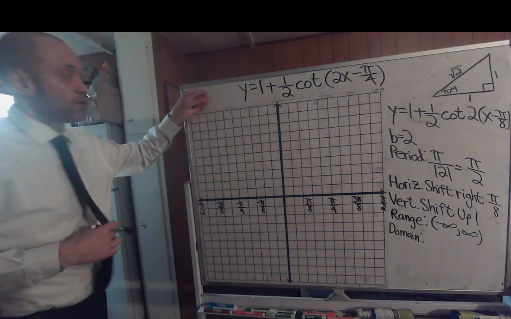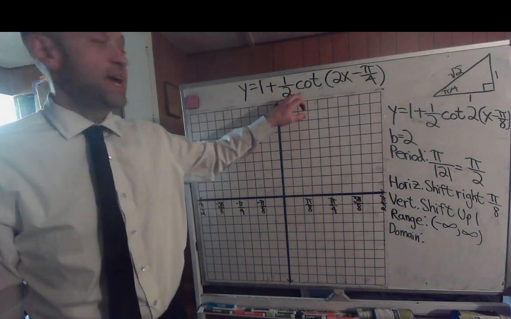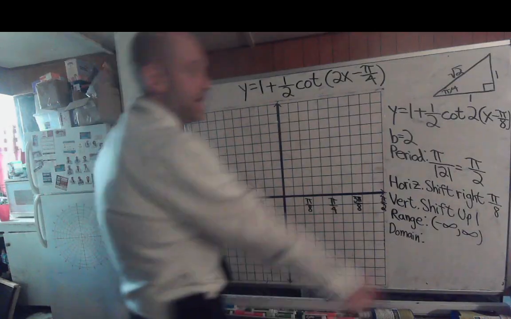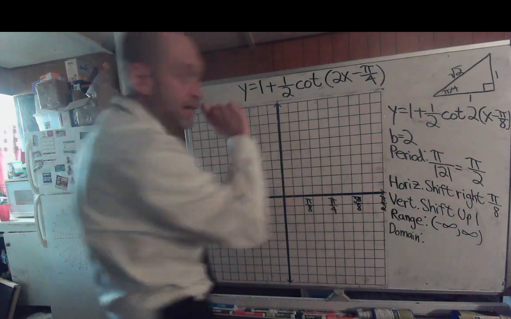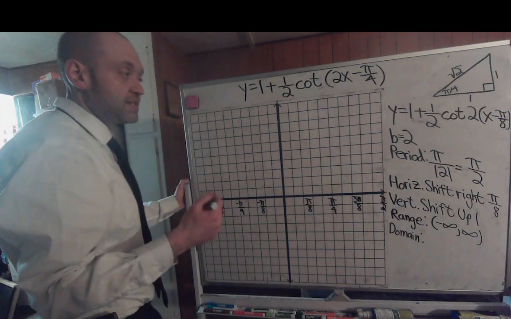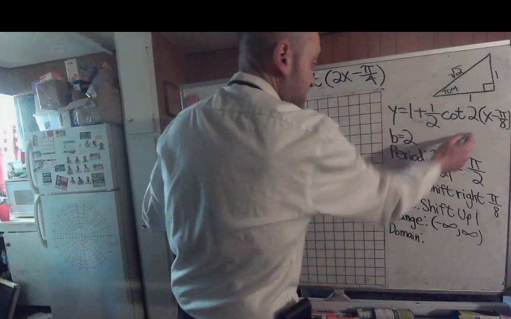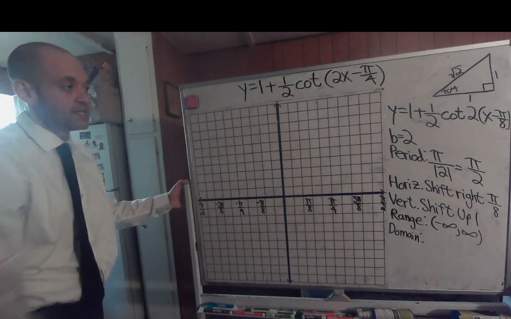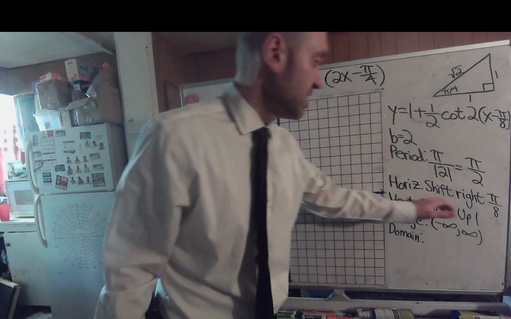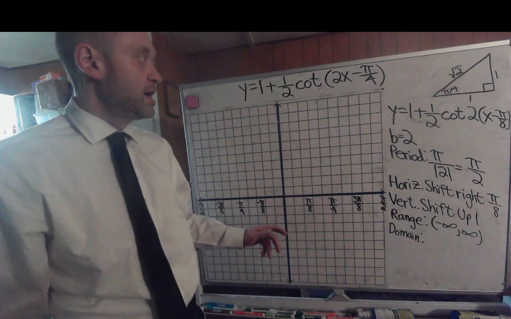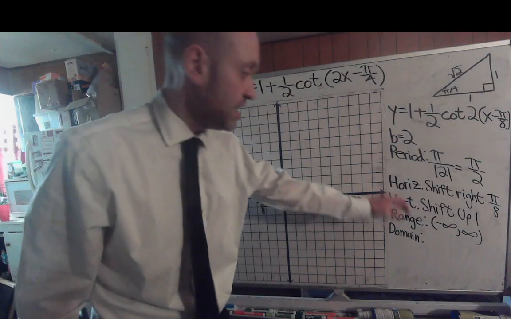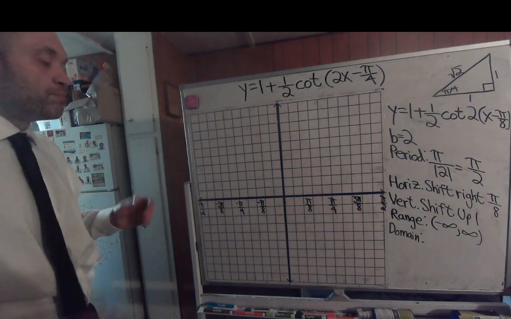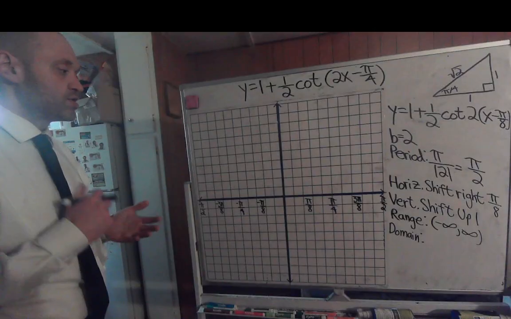Alright, so this time we're going to do y equals 1 plus 1/2 of the cotangent of 2x minus pi over 4. Well, all I had to do is change tangent to cotangent, and we have our factored form already, which is nice. So, yes, your b is 2, giving you a period of pi over 2. I already have that set up on the x-axis, which means we still have a horizontal shift right pi over 8 units. And we also have a vertical shift up 1 unit. Our range is still negative infinity to infinity, but what about our domain?